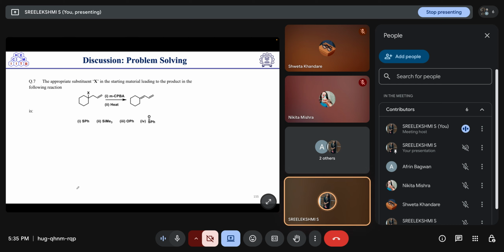The question is: the appropriate substituent X in the starting material leading to the product in the following reaction. Here this particular allyl group is attached to this position and some leaving group is also there, which we are treating with MCPBA first and then heating. As we can see in the product, an extra double bond came and this X is also not there. So elimination is taking place. Which group can be considered as this X: SPh, SiMe3, OPh, or SOPh?